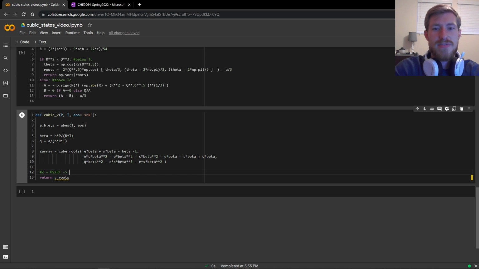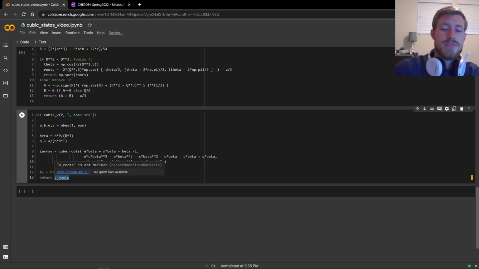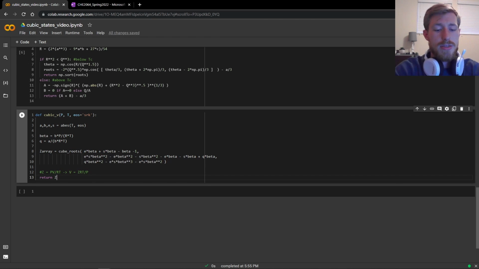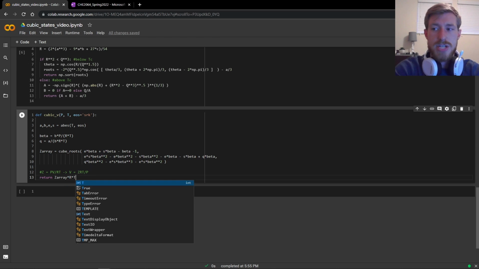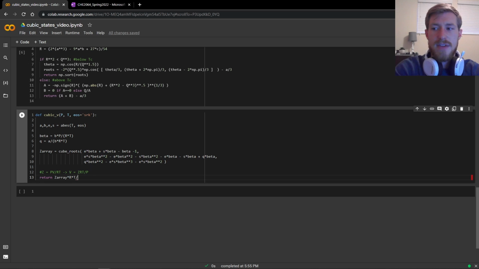We can do some very basic algebraic manipulation and realize that V is equal to ZRT over P. You multiply both sides by RT to cancel out the bottom of the fraction, and then divide both sides by P to get V all by itself. So instead of using V roots, we can just return the Z array multiplied by R, multiplied by T, which we pulled in through the cubic V formula, and divide that all by P. This is the reason we needed the pressure here, because to go from Z to V, we need to know the pressure.